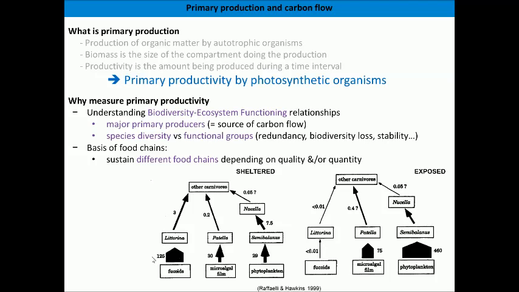Expanding on this rocky shore example, if you compare a sheltered versus an exposed site, you see that the same compartments are the bases of these two food chains, but the primary producers are responsible for different carbon flows in either case. So that's what we're interested in, the magnitude and who is responsible for that magnitude.